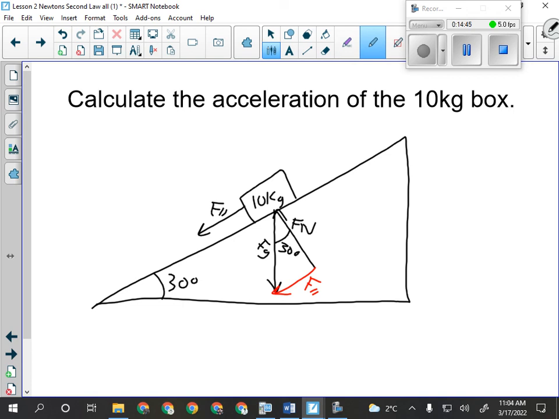Now, can I figure out what it is? Yes. Because force of gravity is mass times 9.81. So this side is 98.1 newtons. How am I going to calculate this side if I know the hypotenuse and that angle? Sine of 30 times 98.1, this is going to be 49.05 newtons.